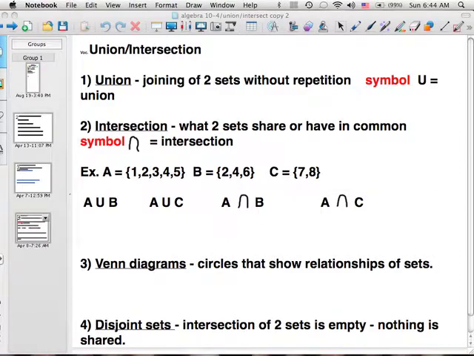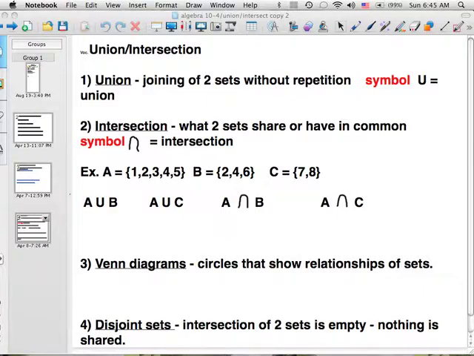If I'm finding the union of two sets of numbers, that's joining the two sets together without any repetition. And the symbol for union is a right side up U. Whereas intersection is finding what two sets share or have in common. And the symbol is an upside down U. And that would be intersection.